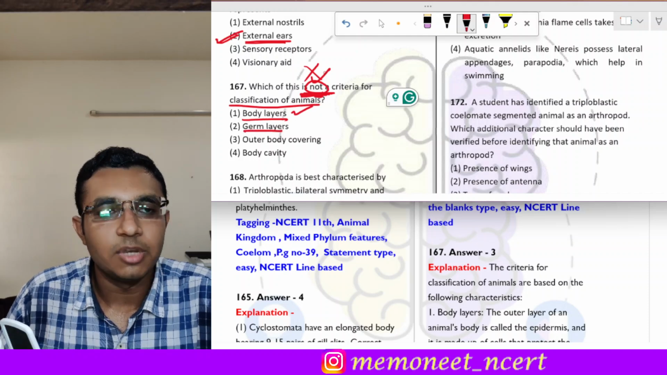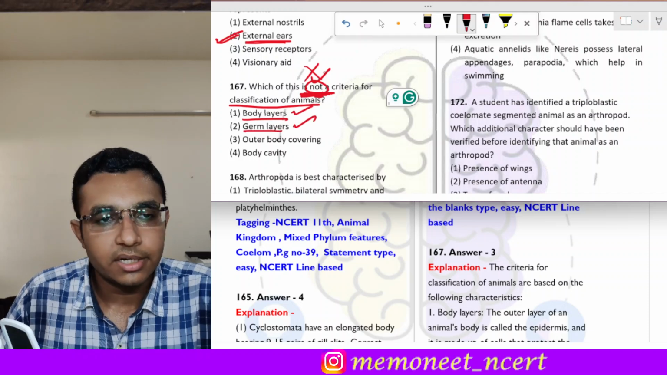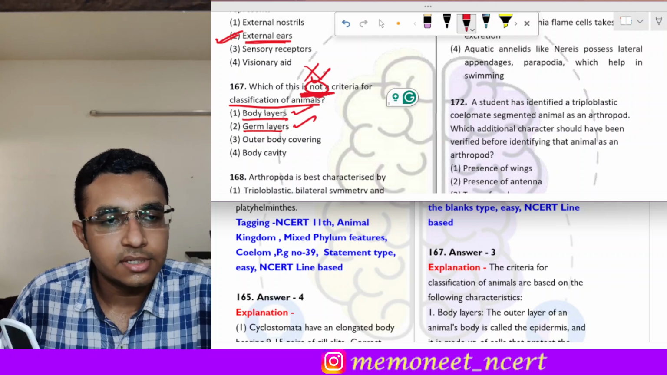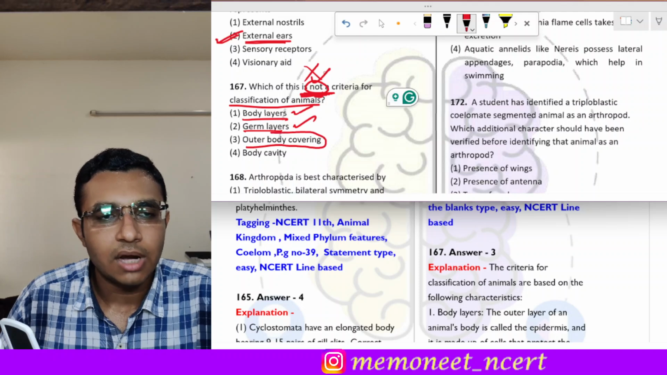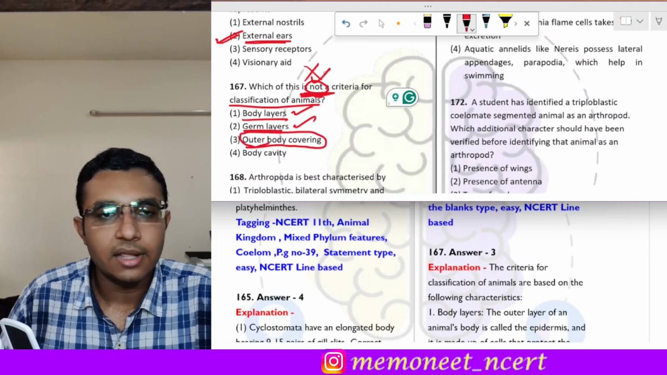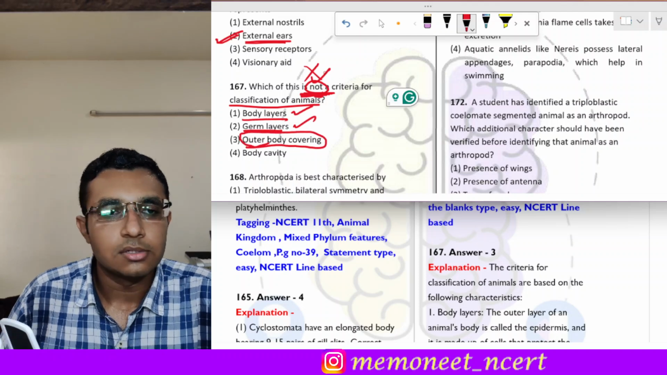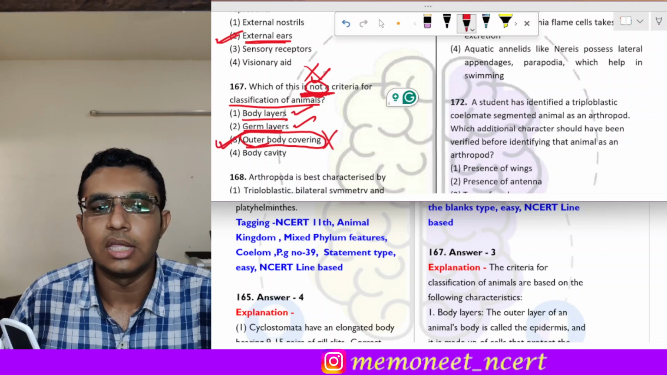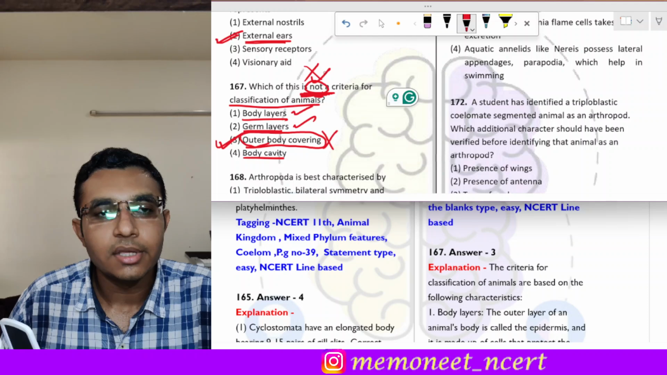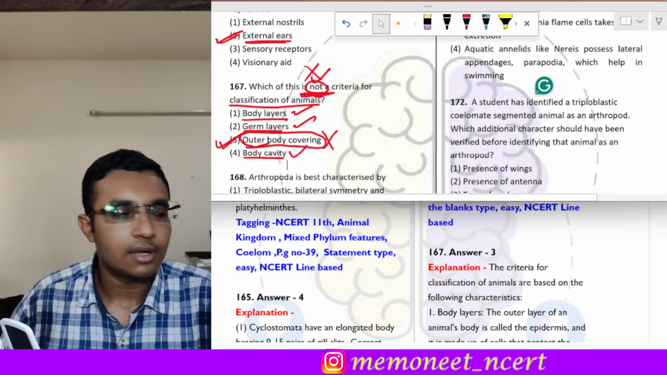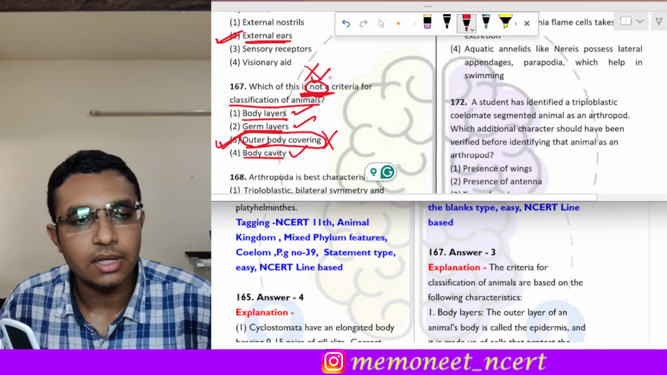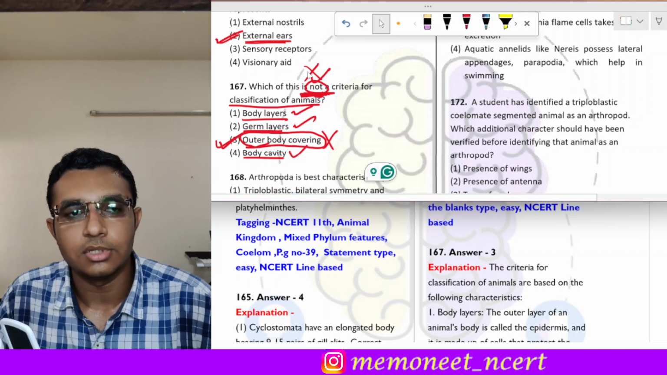Second is germ layers. Germ layers is also a criteria for classifying the animals, so that is also incorrect. Then third is outer body covering. Now outer body covering is not a criteria for classifying the animals. So the correct answer of this question is option 3. The fourth is body cavity. Body cavity is an important criteria for classifying the animals. So the correct answer of this question is option 3.